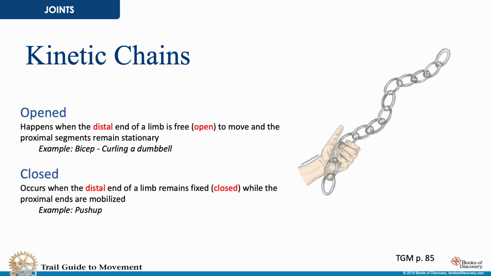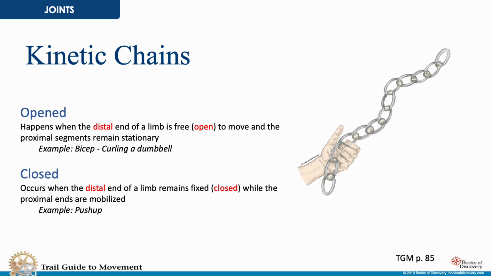Finally, let's look at how joints work in sequence. We have open and closed kinetic chains. In an open kinetic chain, the distal end of the limb is free, like when you're doing a bicep curl. And in a closed kinetic chain, the distal end is fixed, like during a push-up where your hands stay on the floor.